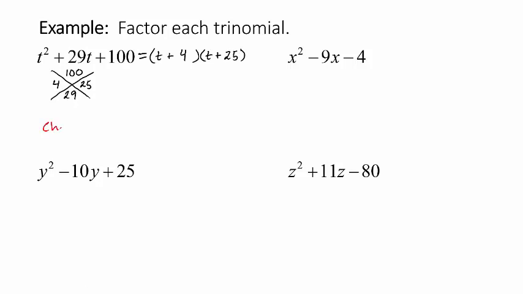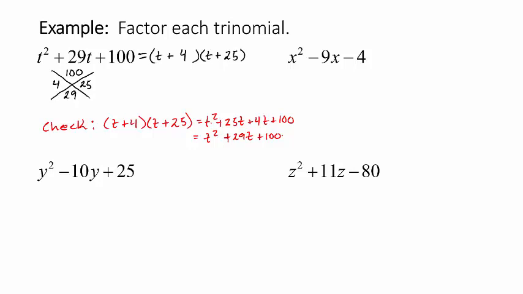Okay, now does that work? Let's check it. So t plus 4 times t plus 25. If we FOIL it, t times t is t squared. T times 25 is plus 25t. And 4 times t is plus 4t. And 4 times 25 is 100. Okay, so we have t squared, 25t and 4t is 29t, plus 100. Okay, very good.